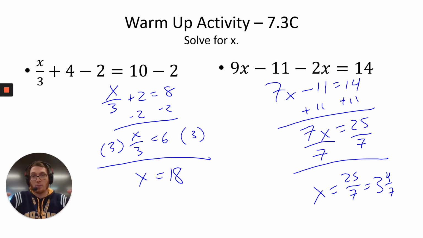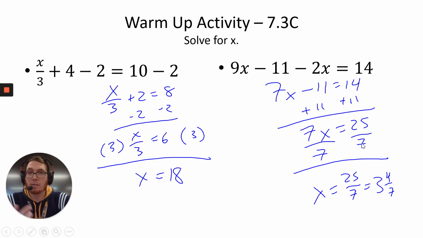Your work should look similar to that. You might write it more horizontally or more vertically, but everyone needs to keep getting better at how to set these up and solve them. The second one has a 9x and a minus 2x. So 9x minus 2x is 7x. From there, it's 7x minus 11 equals 14. Get rid of minus 11 by adding 11 to both sides, and then divide by 7.